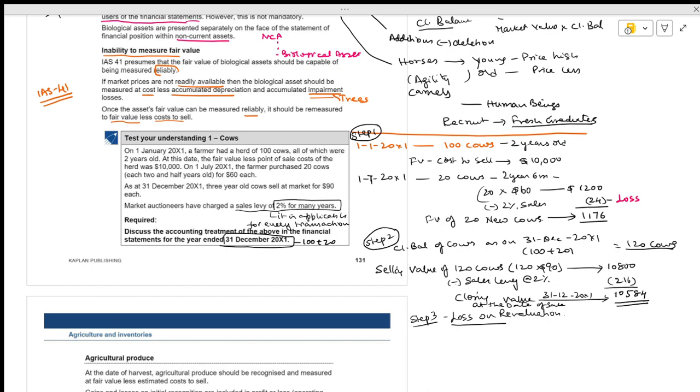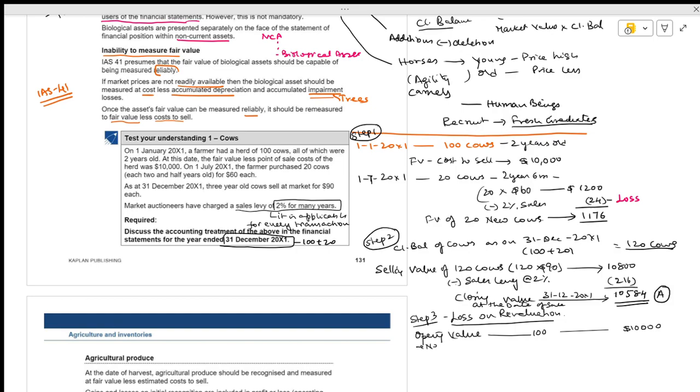The loss on revaluation: what is the opening value? This is the closing value, put it as A. Opening value is 100 cows, as they have said. What is the value of 100 cows? The fair value less cost to sell is 10,000.